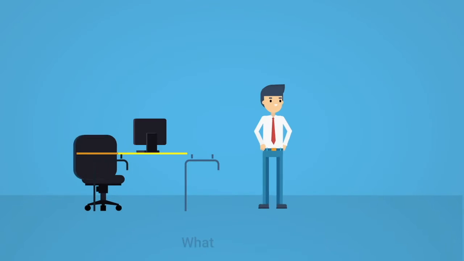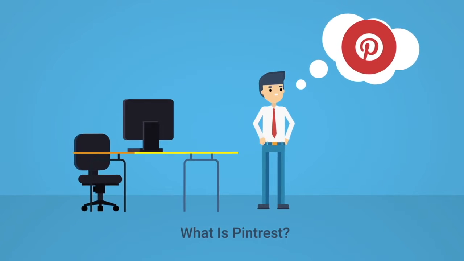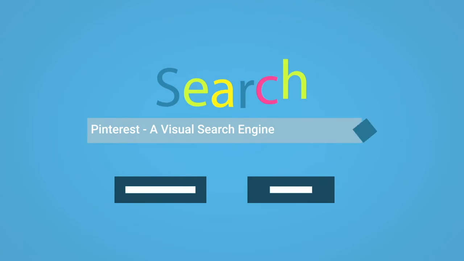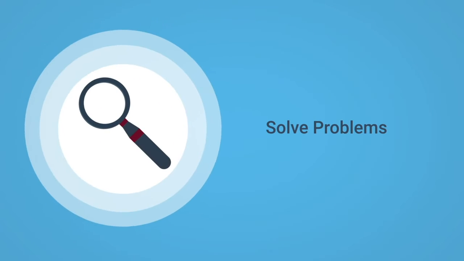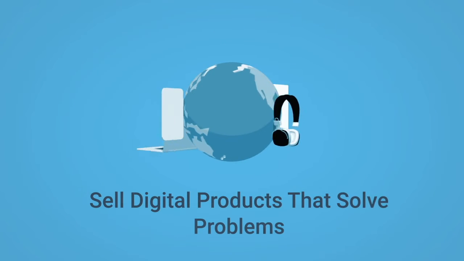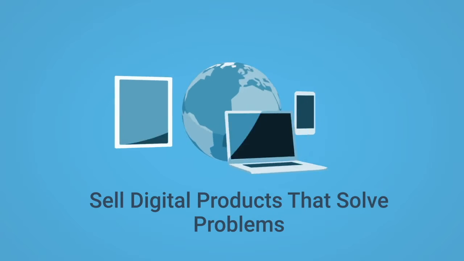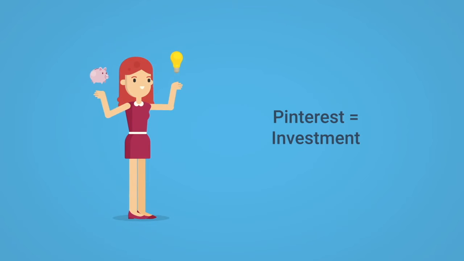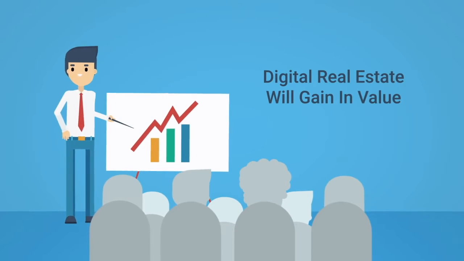What is Pinterest? Pinterest is a visual search engine, kind of like a YouTube for pictures. Like any search engine, people are looking to solve their problems. This is perfect for you as an affiliate marketer since you will be selling digital products that solve problems. You want to see Pinterest as an investment. Your pins, as well as your entire account, will gain in value as time goes on.